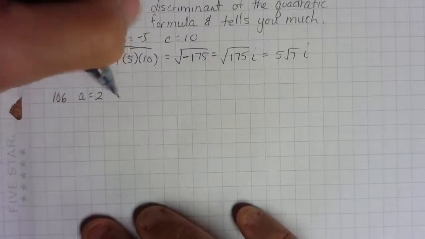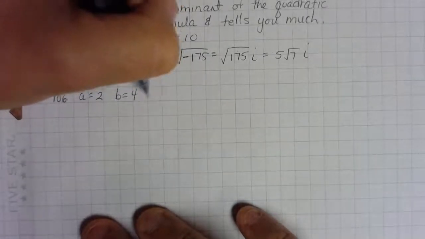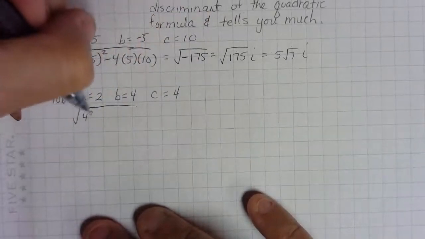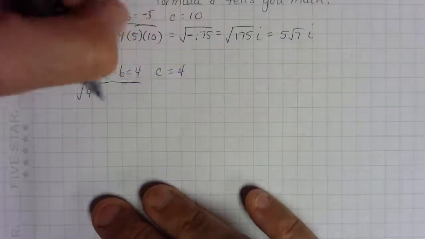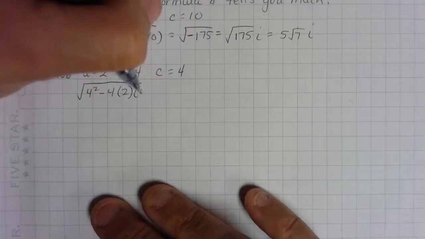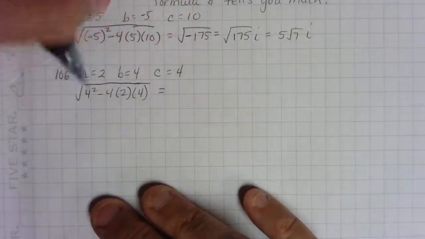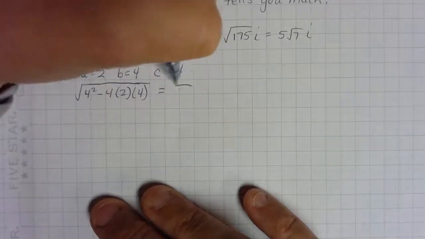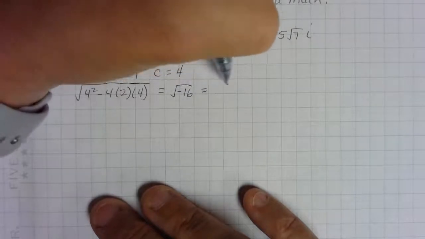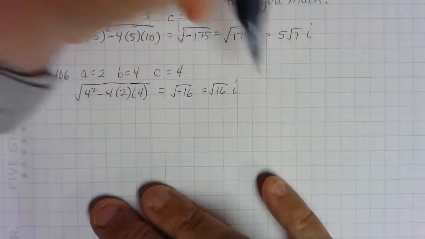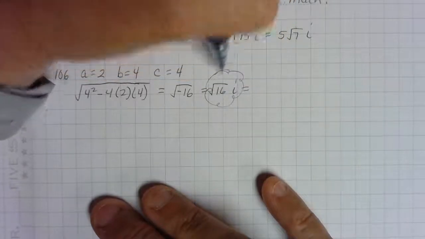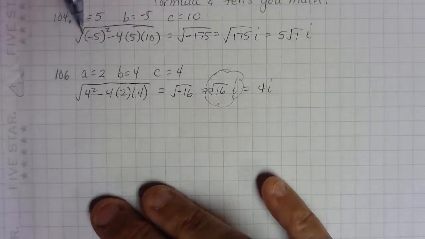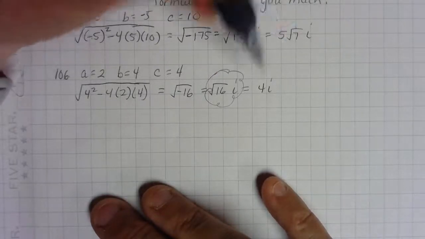A equals 2, B equals 4, and C equals 4. 4 squared. I noticed I didn't need to use parentheses because it wasn't negative. Minus 4 times 2 times 4 is 16. Let's see, 16 times 2 is 32. So 16 minus 32 is negative 16. So you know you've got a complex number. You didn't have to write that step. You could have gone straight into 4i. Because they told us just a square root, they didn't say plus or minus, our answer is just positive 4i.